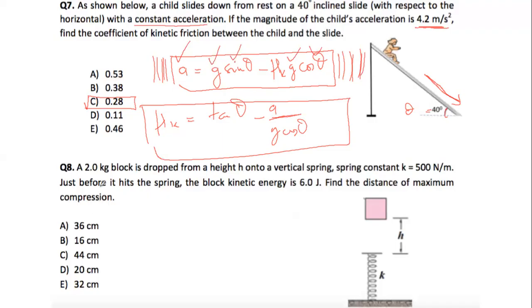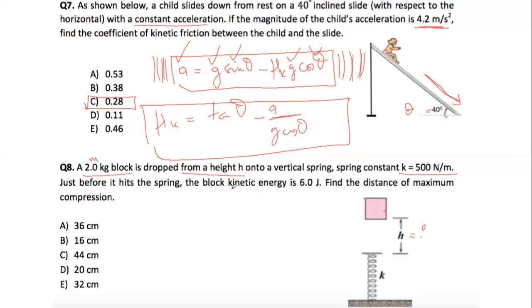Question number 8. I give you the mass of the block. It's dropped from a height h. I'm not asking you the height h here, but you will see what I'm asking you. It lands onto a vertical spring, and I give you the spring constant.